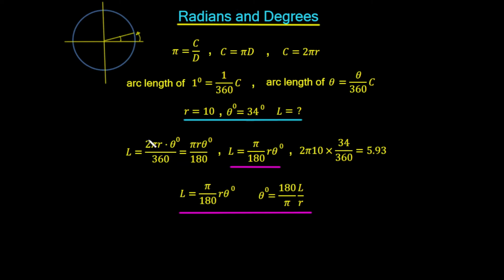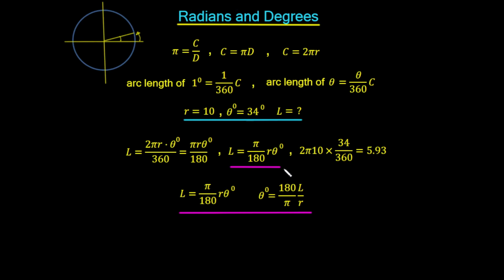So we can divide out the 2 and 360, and it'll just leave us with 180 on the bottom. And we've still got our pi r and our angle theta in degrees. Now let's rewrite it here, and we can say that the length L is going to equal pi upon 180 times r theta. We can put our values in here for r, which is 10, and for theta, which is 34, and we can multiply that out and we get the value of 5.93.